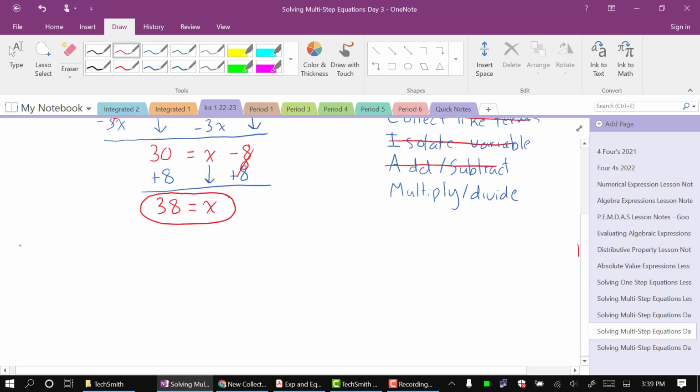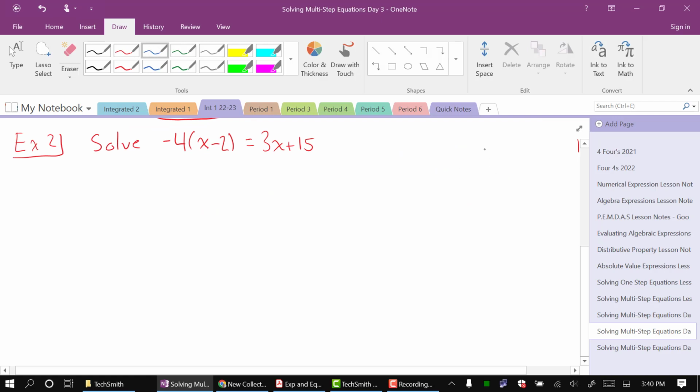So let's take a look at another example. Example 2. I want to solve negative 4 times the quantity x minus 2 equals 3x plus 15.